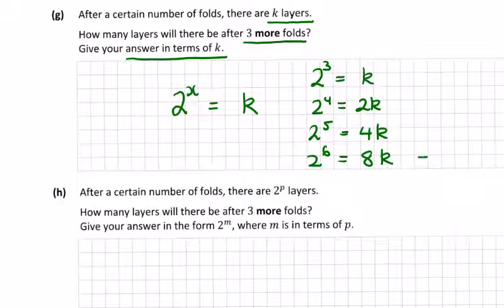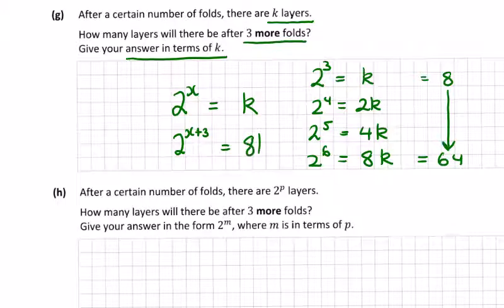Let's just check this. 2 by 2 by 2 is 8. 2 to the power of 6 is 64. And 2 to the power of 3 is 8. And you can see that 8 times 8 is 64. So it's going to be 8. So 2 to the power of x, whatever x is, plus 3 will be 8 times the original number. Because of the exponential growth, it's doubling, doubling, doubling, which is multiplying it by a factor of 8.